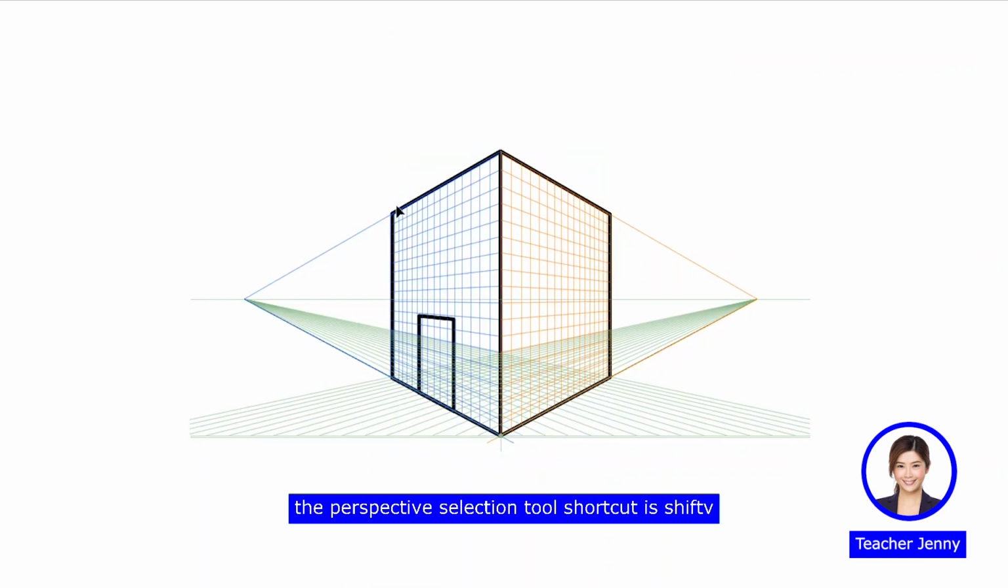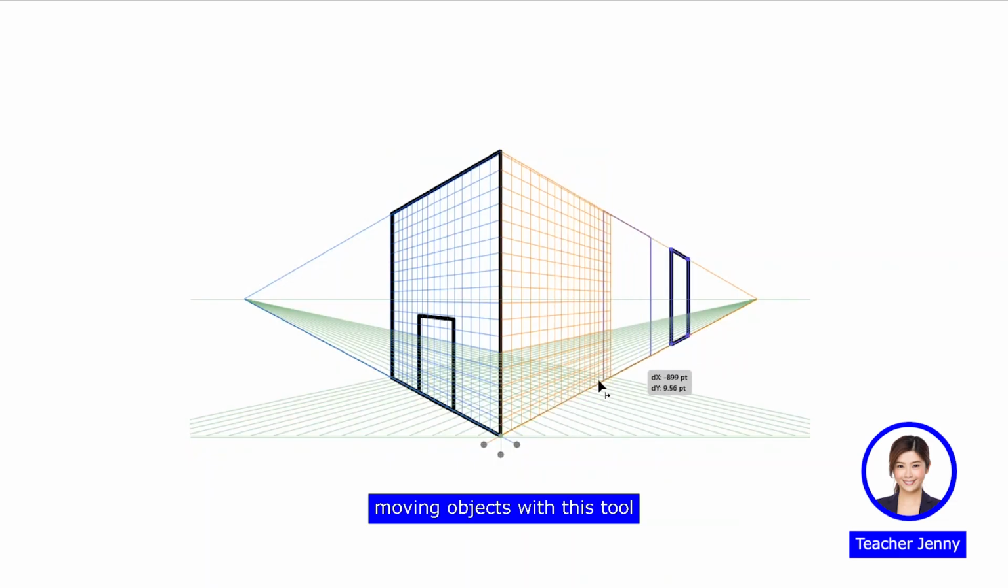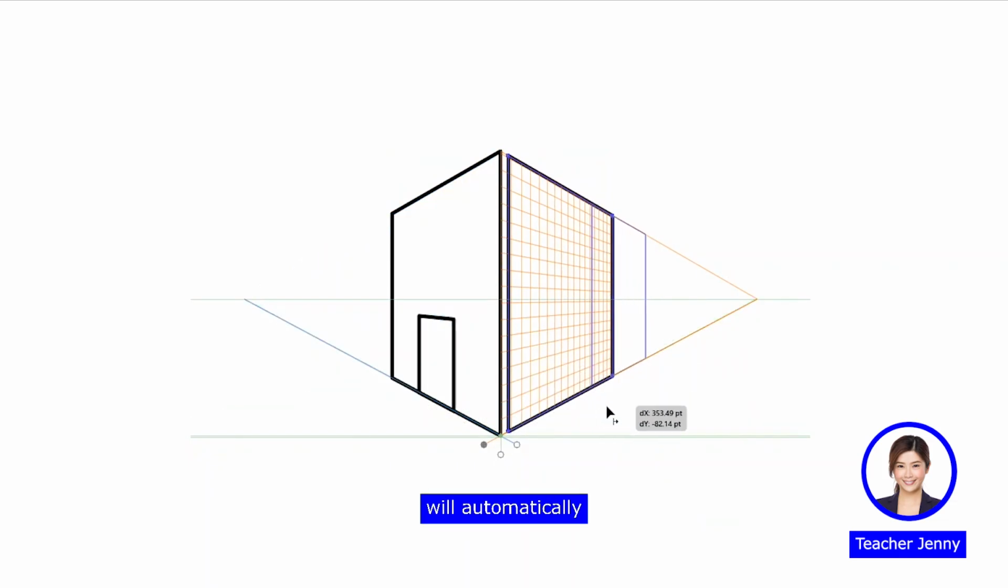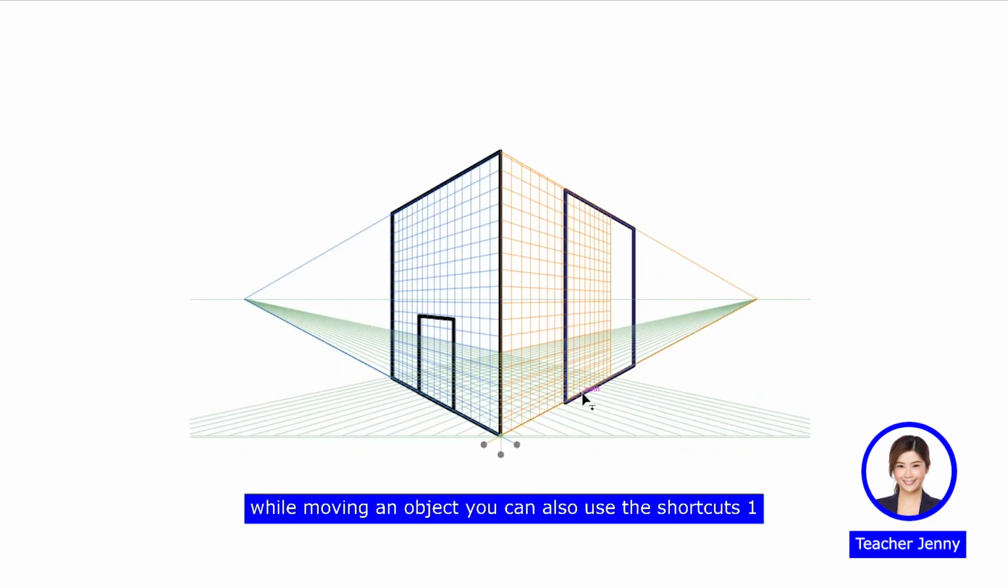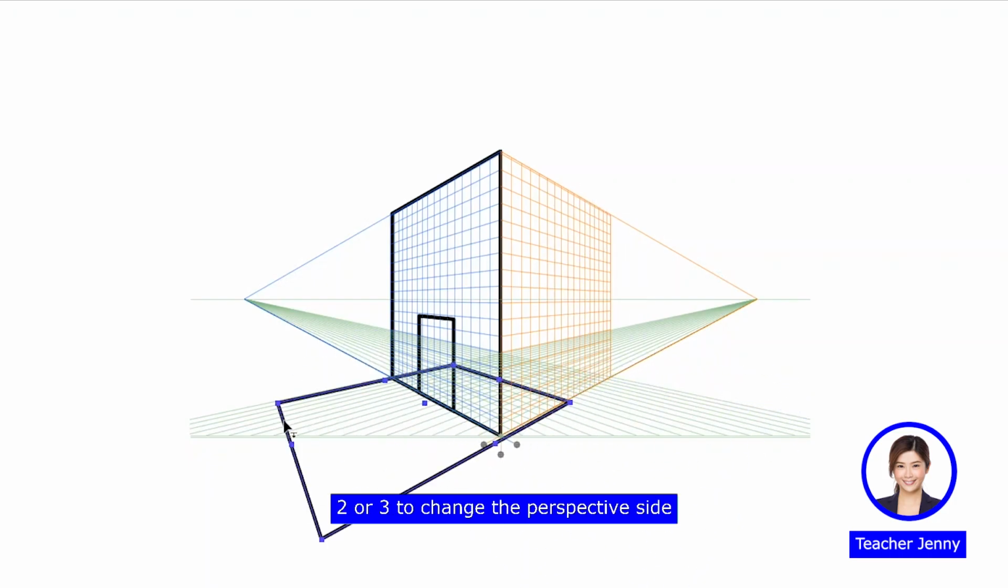The Perspective Selection tool, shortcut is Shift-V, allows you to move objects inside the perspective. Moving objects with this tool will automatically scale and distort them to stay in perspective. While moving an object, you can also use the shortcuts 1, 2, or 3 to change the perspective side.